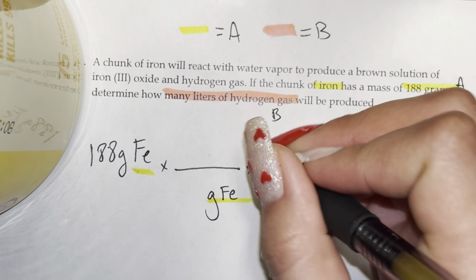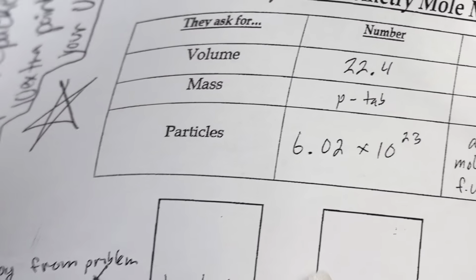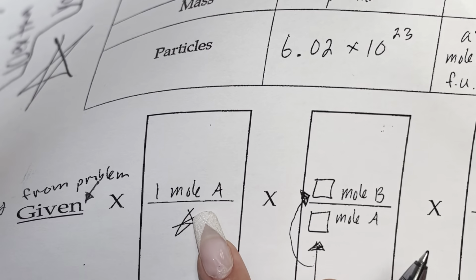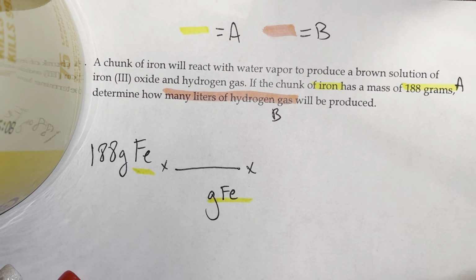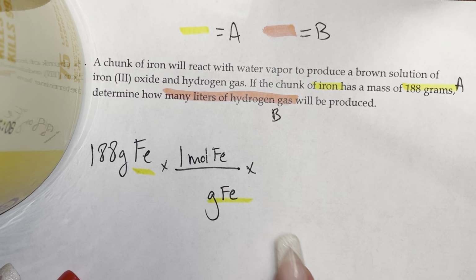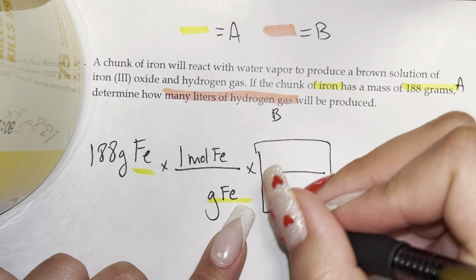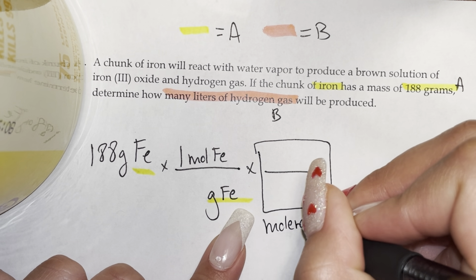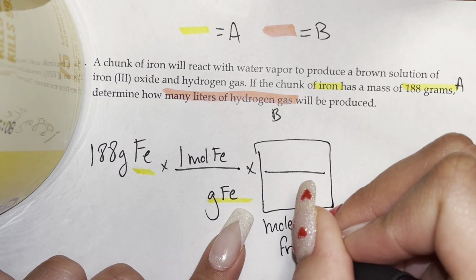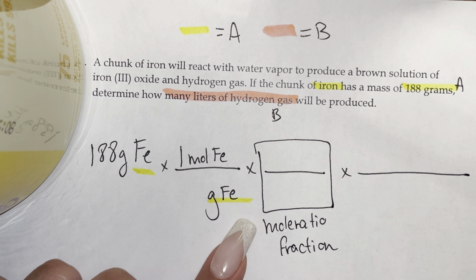I'm going to go ahead and keep going. On top, we are still going to have 1 mole of A, which is 1 mole of my iron. Boom. I'm going to keep on going with my next fraction. Your next fraction is going to be your mole ratio fraction. You will figure that out later, but you can go ahead and start inserting everything.